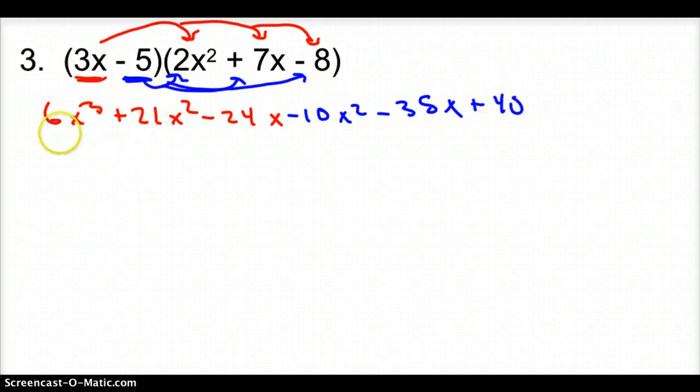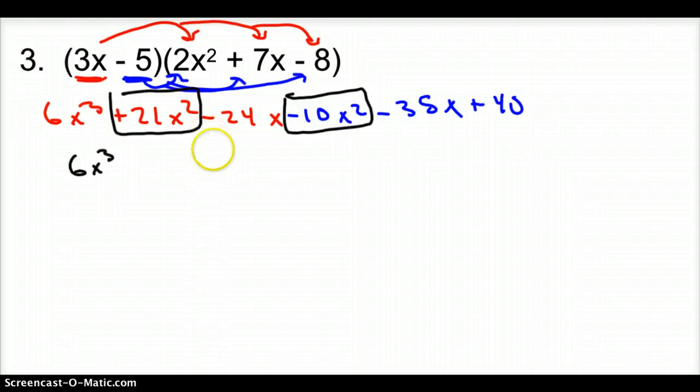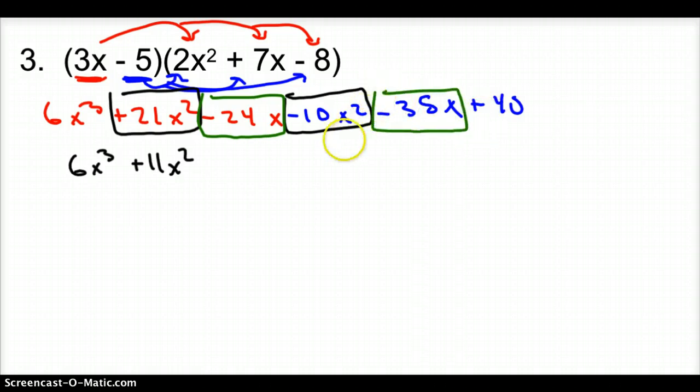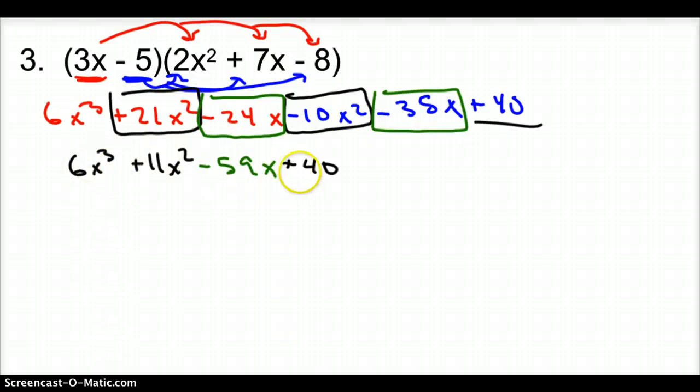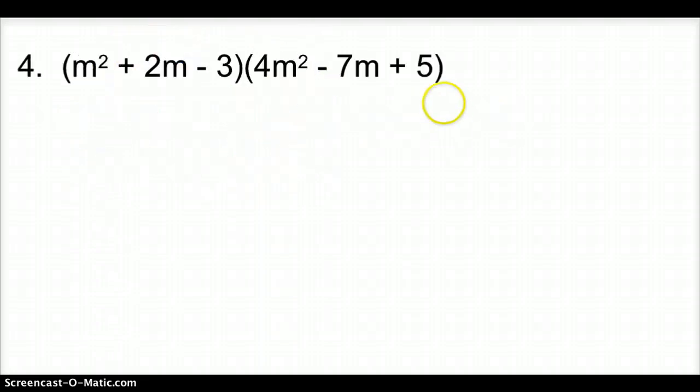Now again, let's clean some of this up. It's our lone 6x cubed, then we have an x squared, we have another x squared right here. They combine to give us a positive 11x squared. Our exponents do not change. Then here we have a negative 24x and a negative 35x, so they combine together to give us a negative 59x, and then lastly is plus 40. So again, there is our product for number 3. Let's try a couple more.